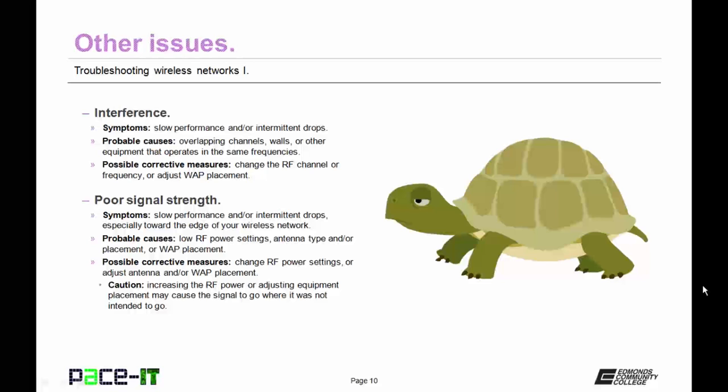Then there's poor signal strength. The symptoms include slow performance and/or intermittent drops, especially towards the end of your wireless network coverage area. Probable causes include low RF power settings, antenna type, and/or the placement of the access point. Possible corrective measures include changing the RF power setting, as in increasing it, or adjusting the antenna and/or WAP placement.